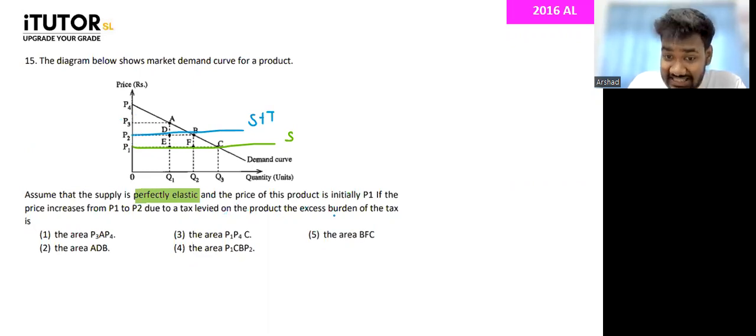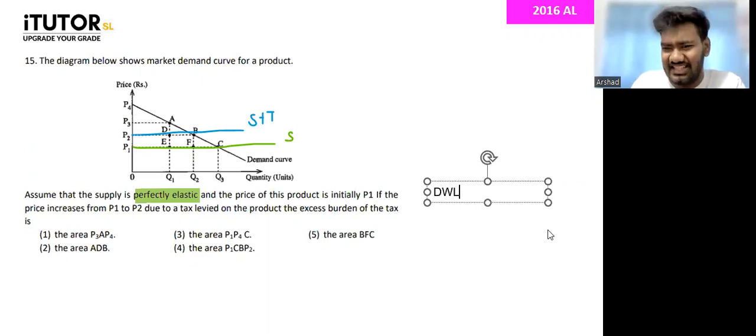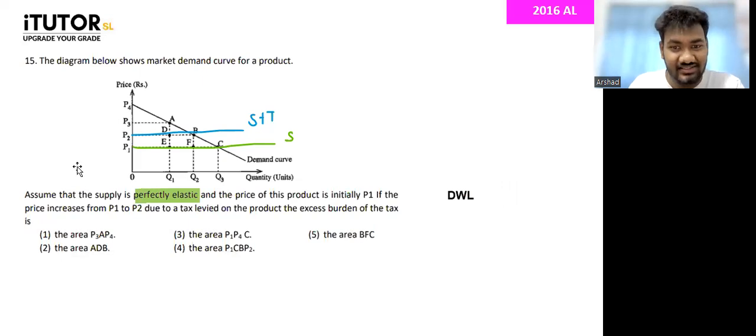The excess burden of the tax. What is excess burden? Excess burden means the deadweight loss. Which area is deadweight loss? Same thing as the last diagram. Can you tell me, guys, in a situation like this, when supply is perfectly elastic, what is the producer surplus?